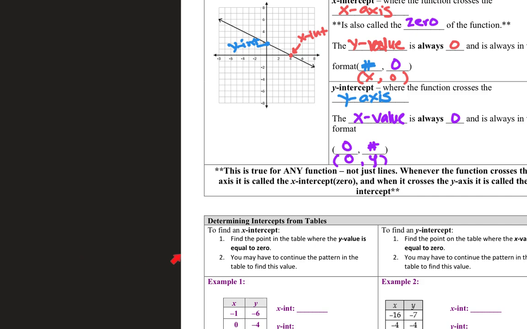It says it's true for any function, not just lines. Whenever the function crosses the x-axis, it's called the x-intercept or the 0. When it crosses the y-axis, it's called the y-intercept. We're going to get into exponential functions, and we're also going to get into quadratics. But these two vocab words will never change. The x-intercept or the 0 are the same. The y-intercept will always be the same as well.